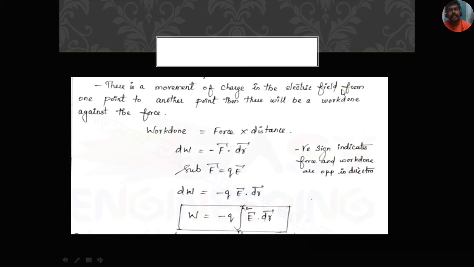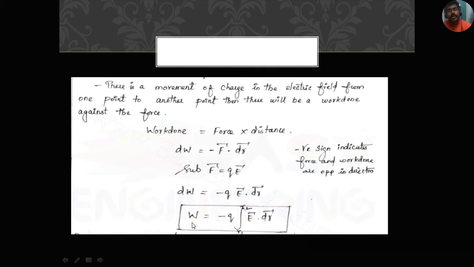When a charge moves in the electric field from one point to another point, the work done can be written as force into distance. So the differential work done is equal to minus F vector dot dr, where the negative sign indicates the force and the work done are opposite in direction. We know that F is equal to Q into E. You can substitute in this equation. So dW is equal to minus Q into E into dr.